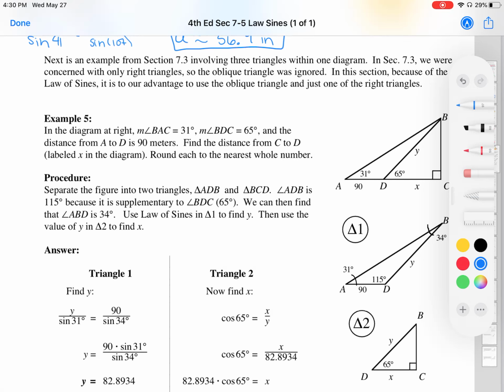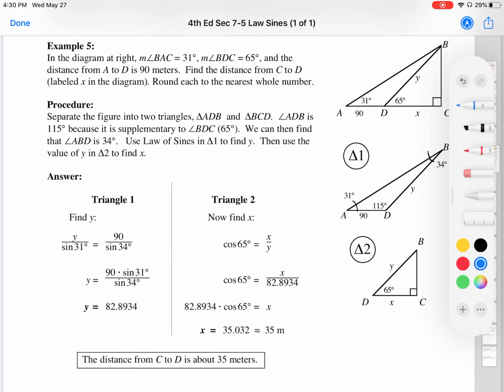In this section, because of the law of sines, it is to our advantage to use the oblique triangles and just one of the right triangles. So example 5. In the diagram at the right, measurement of angle BAC is 31 degrees, as we see measured here. Measurement of BDC is 65, as we see here. And the distance from A to D is 90 degrees. Find the distance from C to D, labeled X. Round each to the nearest whole number.